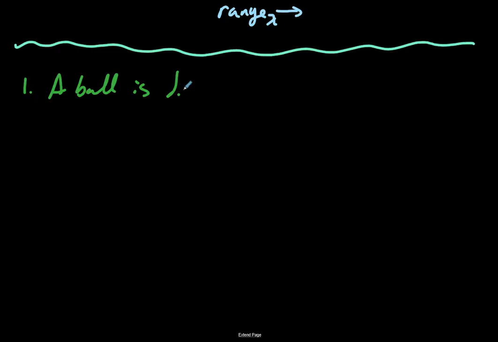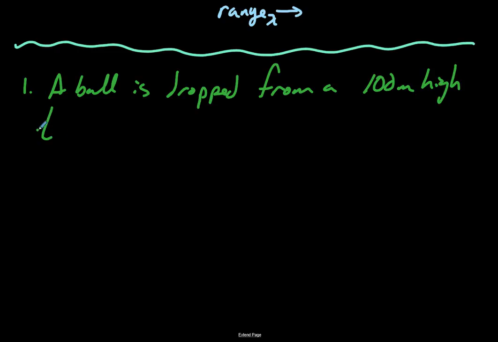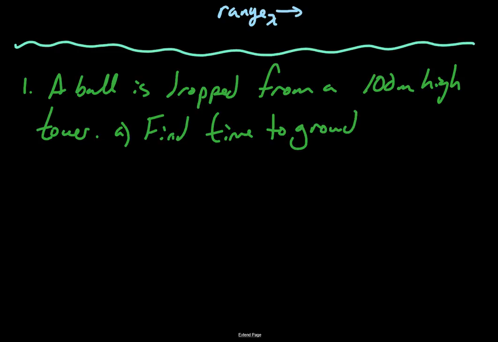So the ball is dropped from a 100-meter high tower. And I could ask you to A, find time to ground, and B, find final velocity.